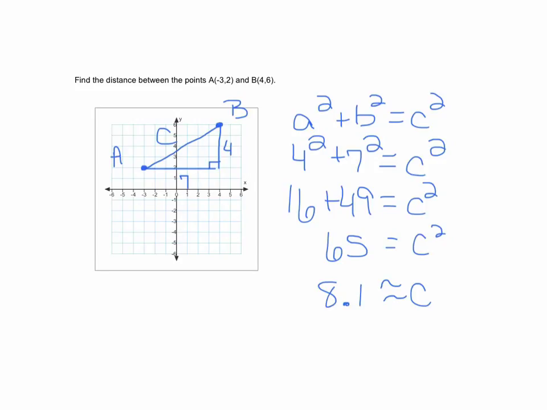If I did everything correctly, I get that the distance between those points, or the length of line segment AB, is approximately 8.1. If you had any issues, you can correct it. If you have any questions, write them down, and we will do practice with distance tomorrow.